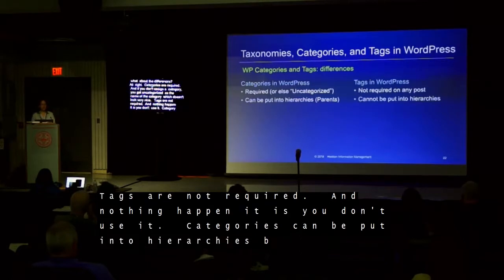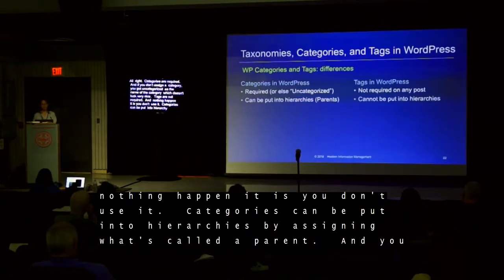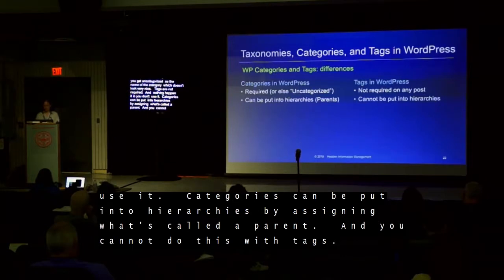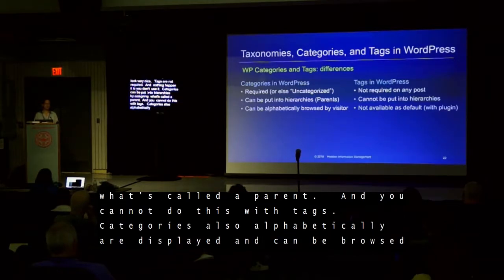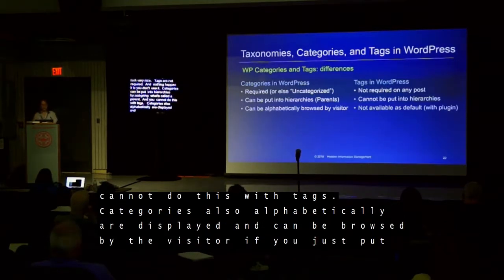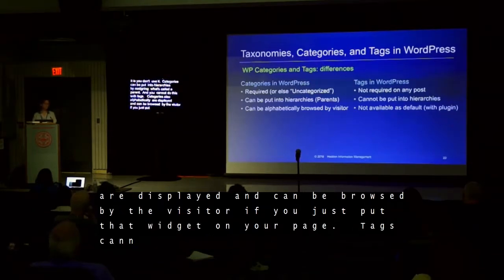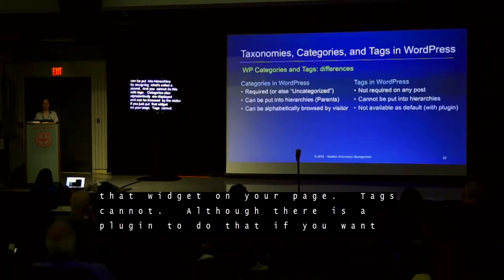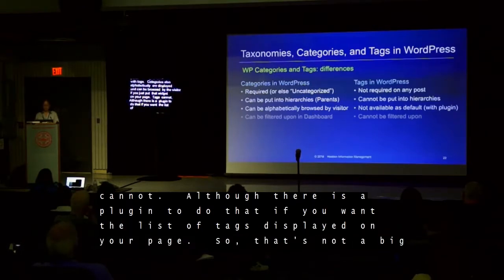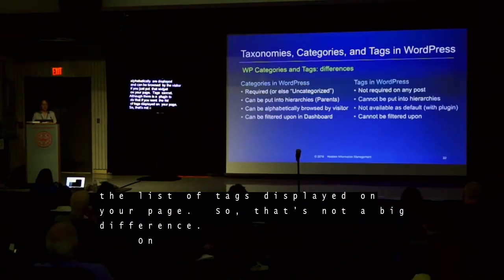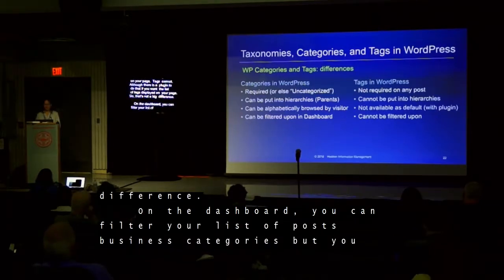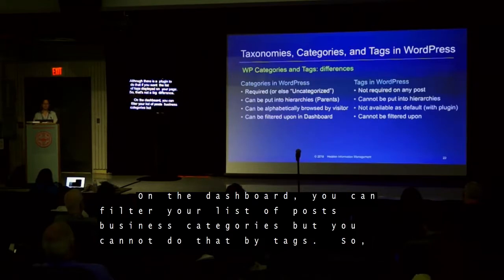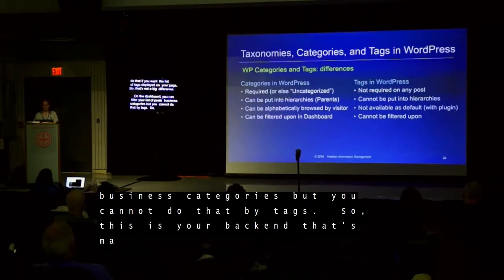Categories can be put into hierarchies by assigning what's called a parent, and you cannot do this with tags. Categories are also alphabetically displayed and can be browsed by the visitor if you just put that widget on your page. Tags cannot, although there is a plugin to do that if you want the list of tags displayed on your page. So that's not a big difference. On the dashboard, you can filter your list of posts by categories, but you cannot do that by tags. So this is your back end that's managing your content.